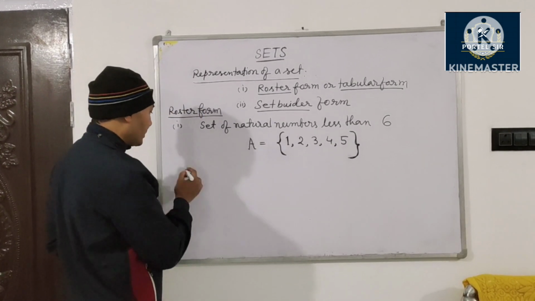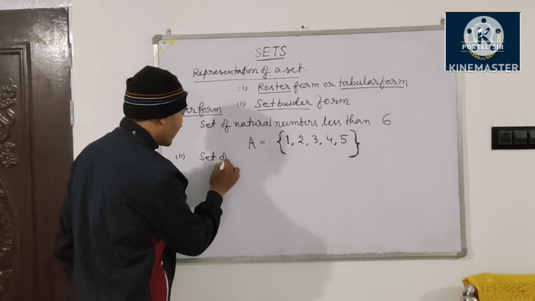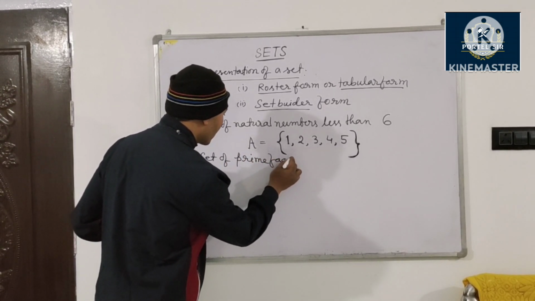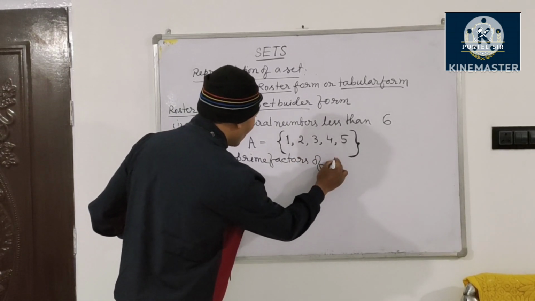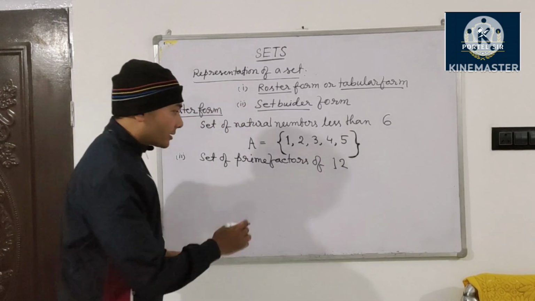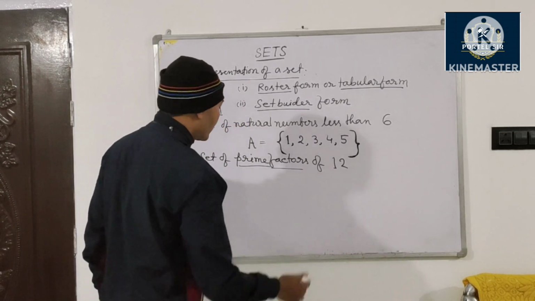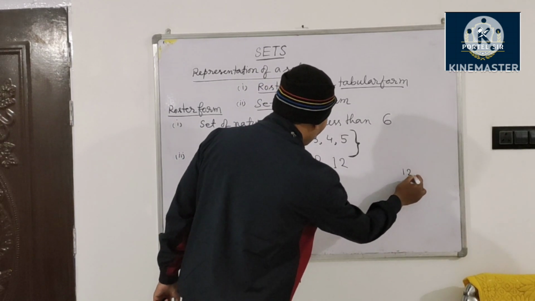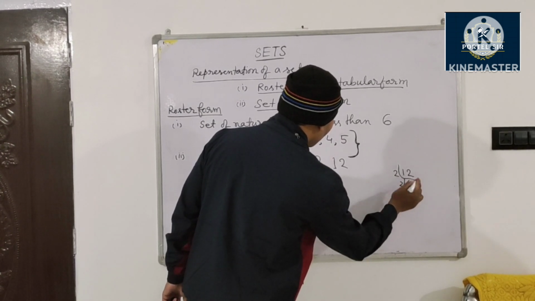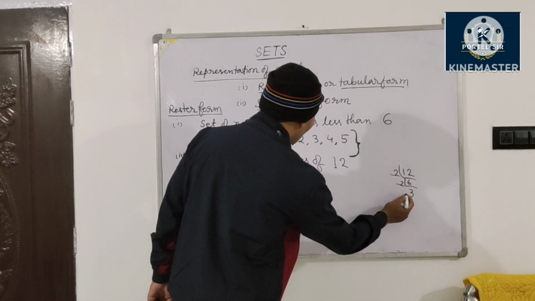Now, another example. Number 2. Suppose the set of prime factors of 12. Do you know what prime factors are? Now see, factorize 12 roughly. 2 times 6 is 12, 2 times 3 is 6. Clear? So we are getting the prime factors 2, 2 and 3.